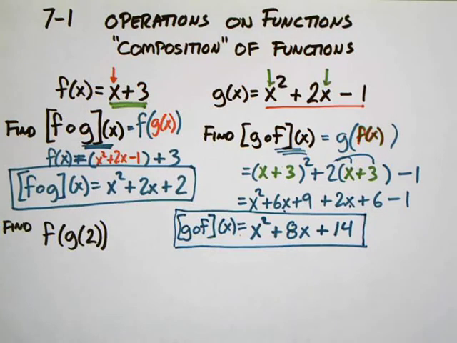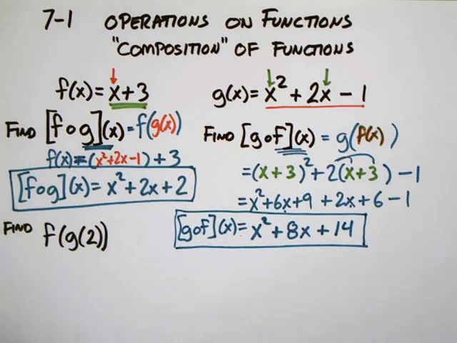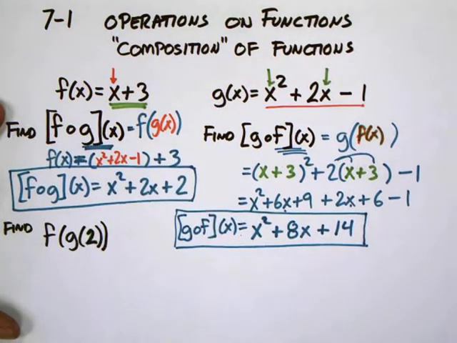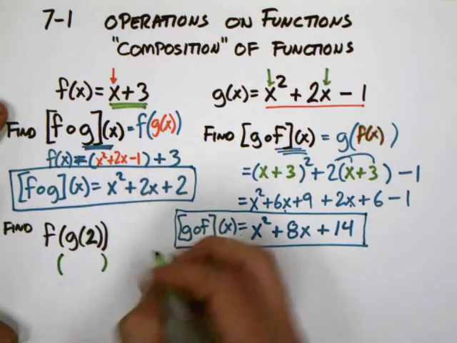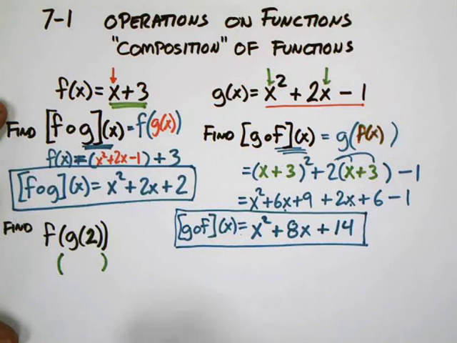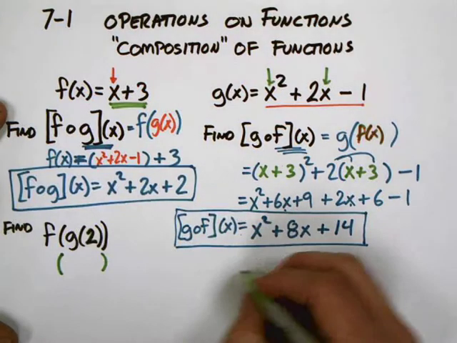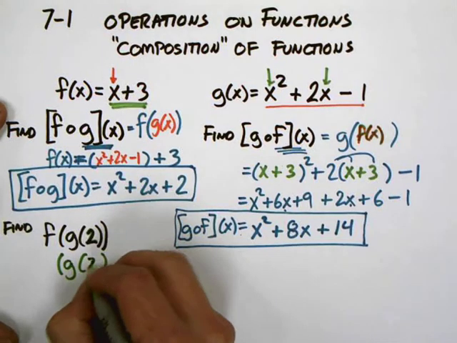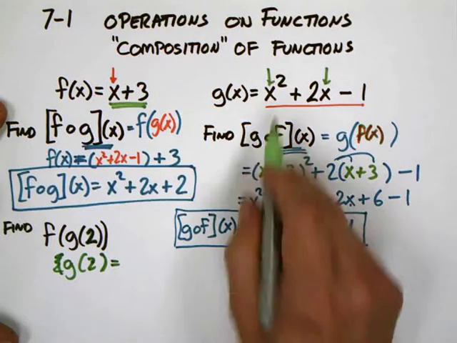Now, I might be asked to evaluate this function at a very specific point. So I might be asked, hey, tell me how much f of g of x is when the x value itself is 2. Well, there's a pretty easy way to do this. And that is, if I know what g of 2 is, I can just plug that into the f function. So the first thing I'm going to find is how much g of 2 is. So if I could find g of 2, I can evaluate this.